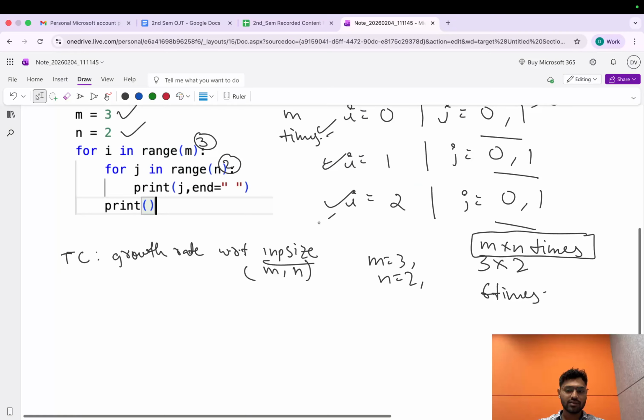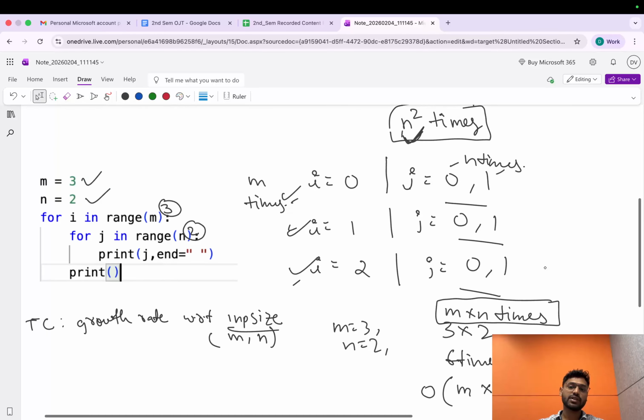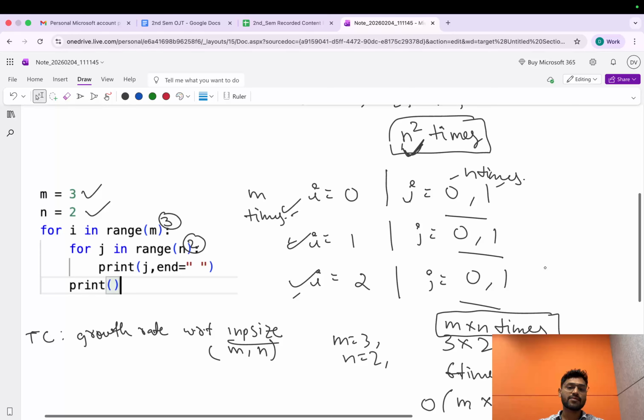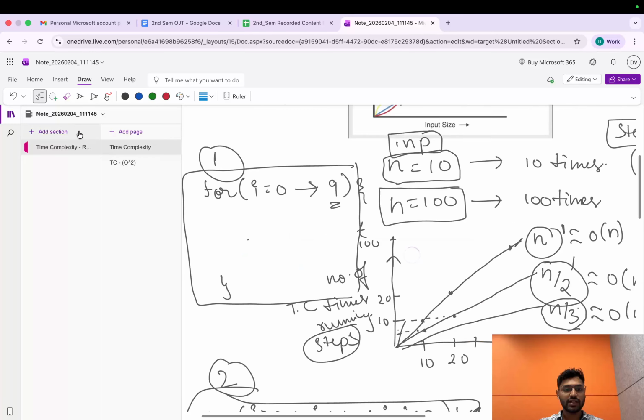Cool. So it is not big O of m or big O of n, but it is big O of m into n, right? I hope you understood this. Cool. Saying that, we're going to move to one more example and try to understand the time complexity of it, right?